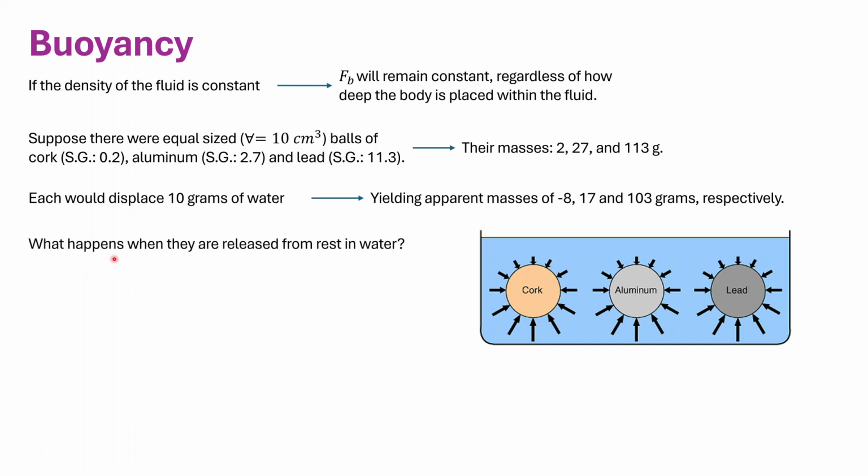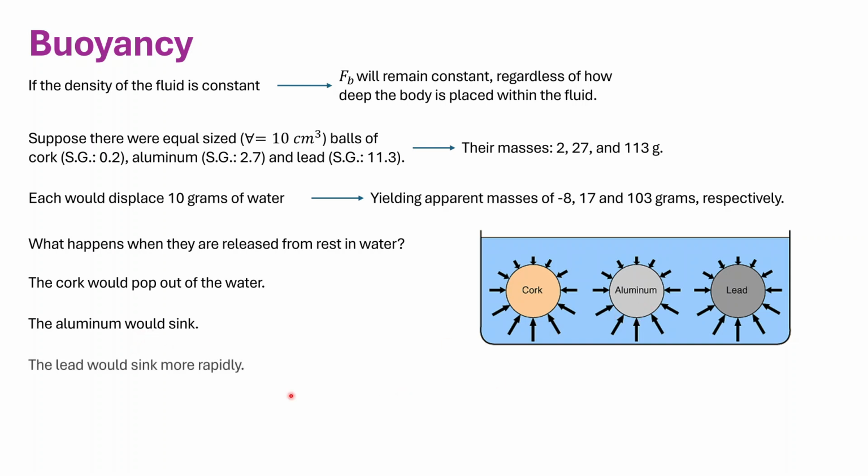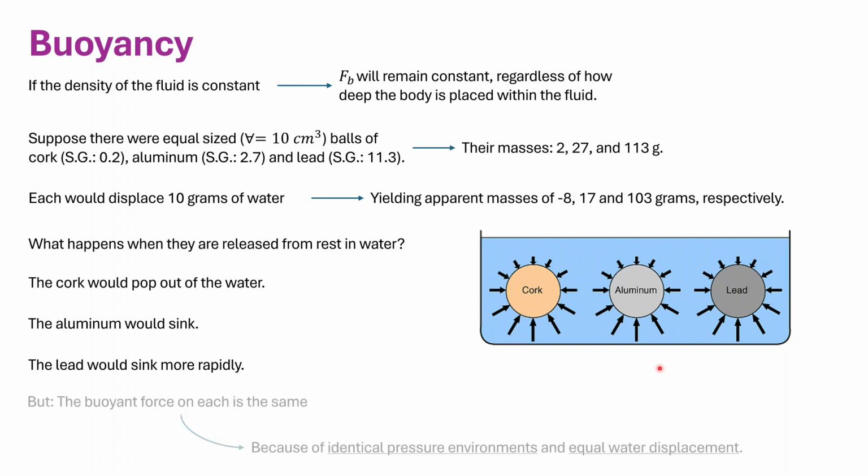Question here: what happens when they are released from rest in water? The cork would pop out of the water because its apparent mass is negative. The aluminum would sink, and the lead would sink more rapidly. But the buoyant force on each is the same because of the identical pressure environments and equal water displacements.